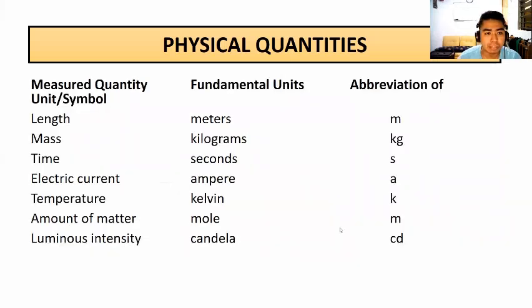So we have here the measured quantity, fundamental units, and an abbreviation or symbol. We have length, mass, time, electric current, temperature, amount of matter, and luminous intensity. For the fundamental units, we have meters, kilograms, seconds, ampere, Kelvin, mole, and candela. And for the abbreviations, we have m, kg, s, A, K, mol, and cd.